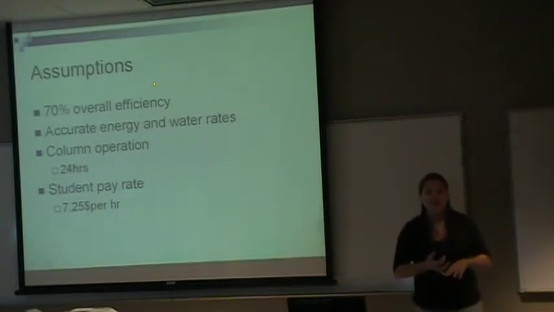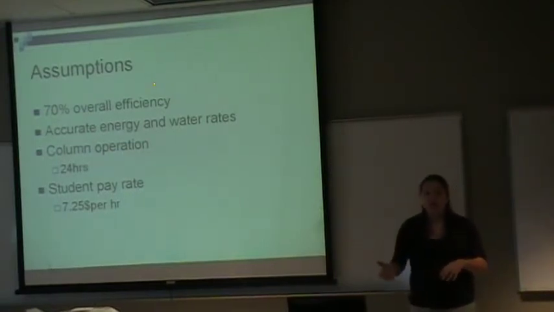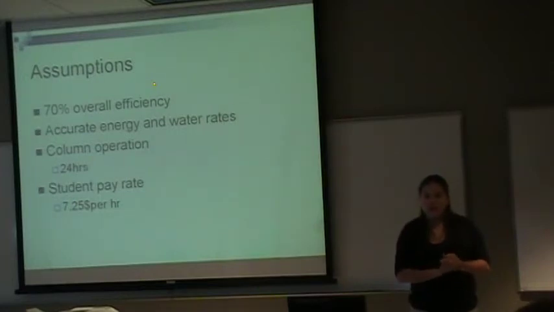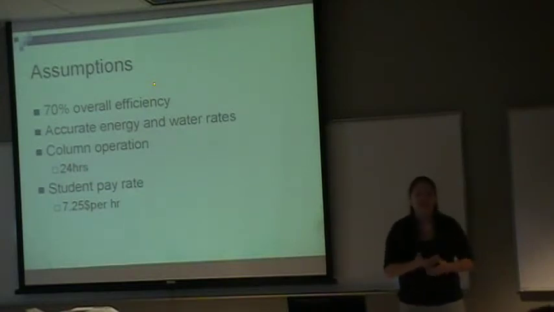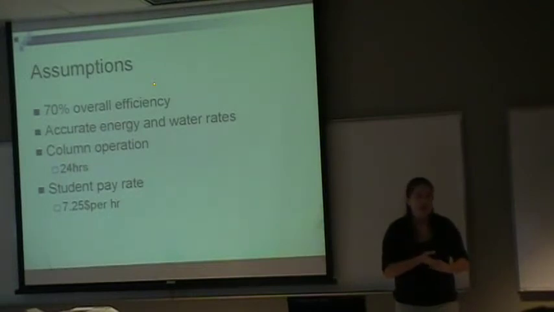We had to make several assumptions. We assumed that the column operated at 70% overall efficiency. The efficiency will normally vary from tray to tray, but to get the best approximation, we approximated that it was 70% overall. We assumed that we had the accurate energy and water rates. We assumed that the column is going to operate for 24 hours a day until the distillation is complete. And we also decided that we think the best way for this to happen is to use student workers and pay minimum wage, $7.25 per hour. It will be fairly simple to operate, monitoring a computer, and we felt this would be appropriate.